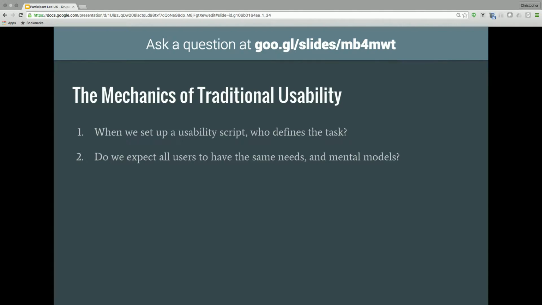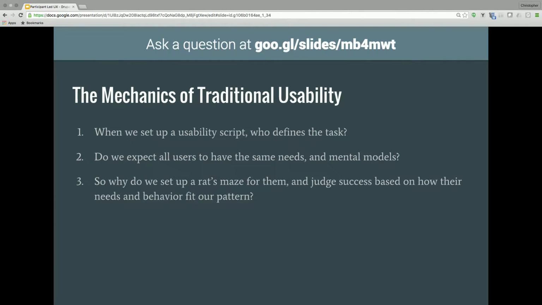Second, do we expect all users to have the same needs and mental models? Well, I don't. You may have other answers. But generally speaking, when I'm broadcasting software of any kind to any population, I don't expect any one user to have the same exact need set as any other user, and what's more, I expect that one user's need set to evolve over the course of the day as we get closer to lunchtime, as it becomes time to sleep, etc. So why do we set up a rat's maze for these users and judge success based on how their needs and behavior actually fit with that particular pattern, our pattern, the pattern of our stakeholder, the pattern of that designer, that UX, or whoever set up that test paradigm?